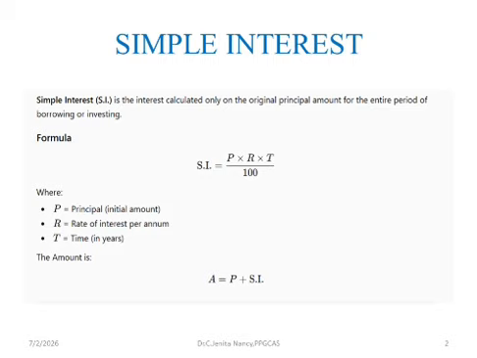We are going to see the topic Simple Interest. Simple interest is the interest calculated only on the original principal amount for the entire period of borrowing or investing. The formula for simple interest is SI = P × R × T / 100, where P is the principal, that is the initial amount, R is the rate of interest per annum, and T is the time in years. The amount is A = principal plus simple interest.